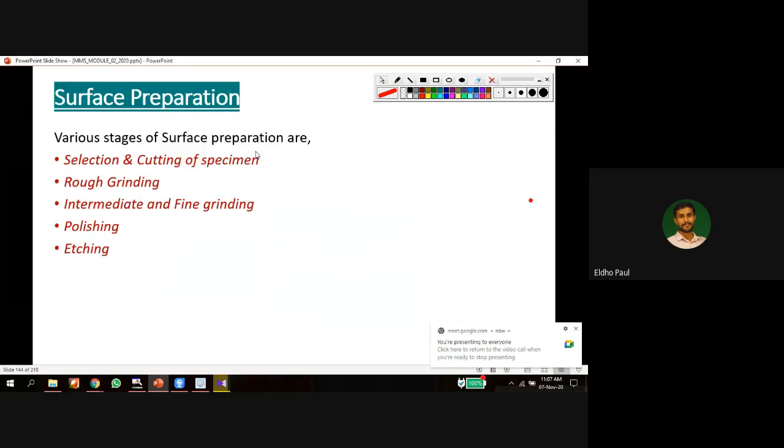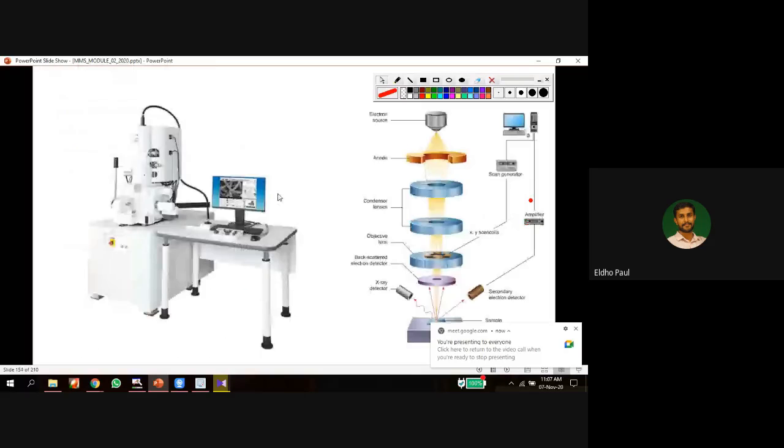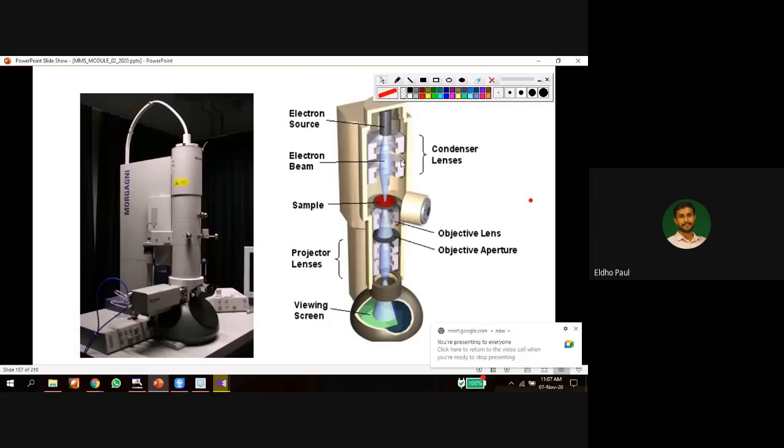So after surface preparation, we can study the microstructure using different microscopes.